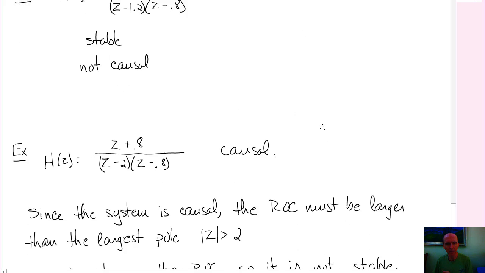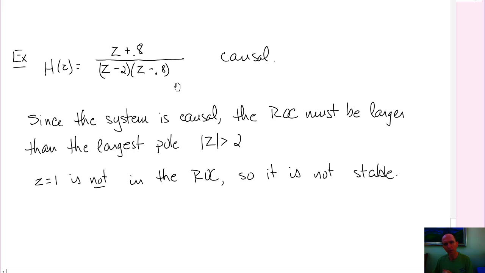And finally, what if they give us this system, and instead of giving us the region of convergence, they tell us it's causal? Now, this is very common. In a lot of problems, they give us h of z and they tell us the system is causal instead of giving the region of convergence. In other words, we can determine what the region of convergence is.